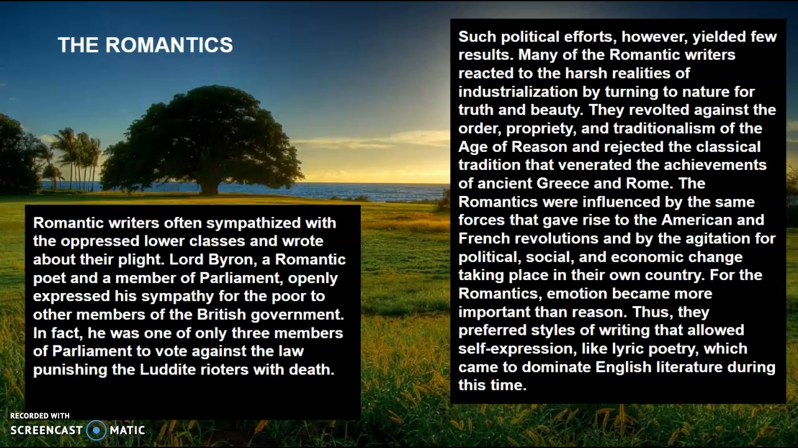Many of the Romantic writers reacted to the harsh realities of industrialization by turning to nature for truth and beauty. They revolted against the order, propriety, and traditionalism of the Age of Reason, and rejected the classical tradition that venerated the achievements of ancient Greece and Rome. The Romantics were influenced by the same forces that gave rise to the American and French revolutions, and by the agitation for political, social, and economic change taking place in their own country. For the Romantics, emotion became more important than reason. Thus, they preferred styles of writing that allowed self-expression, like lyric poetry, which came to dominate English literature during this time.